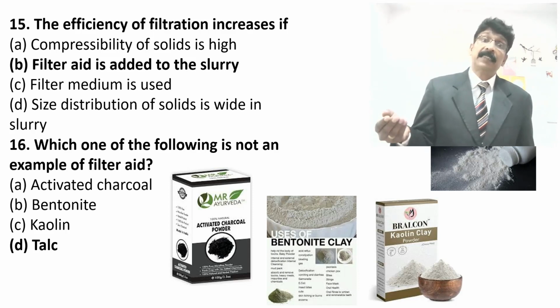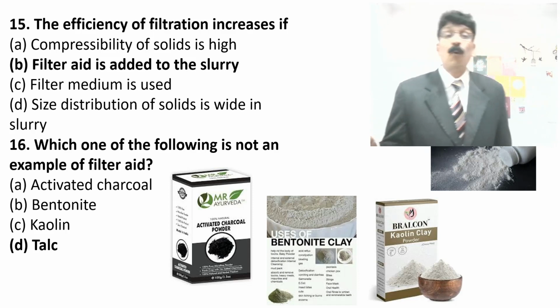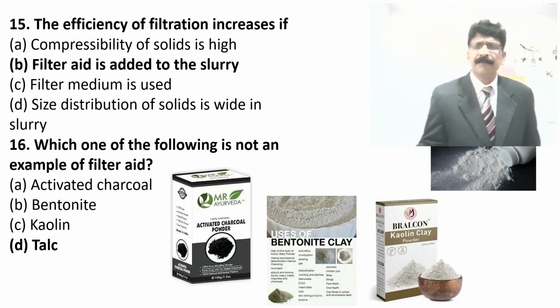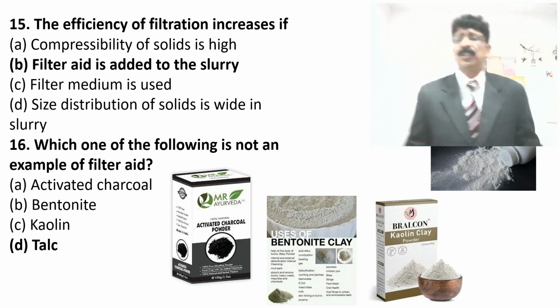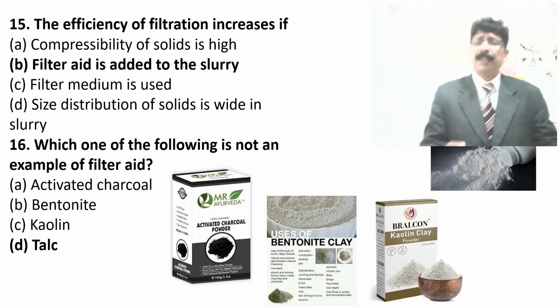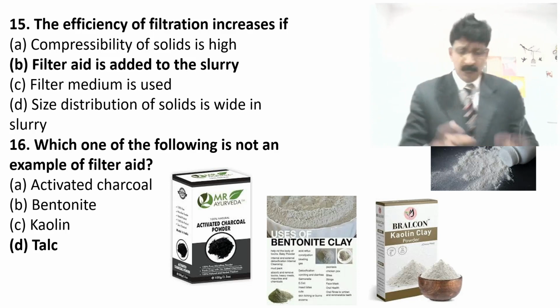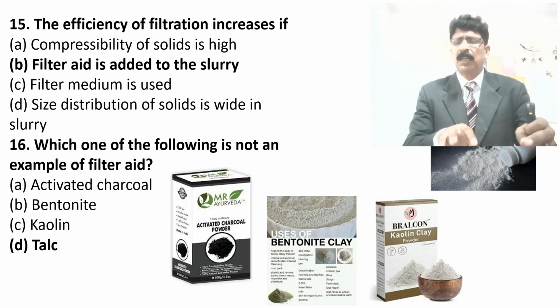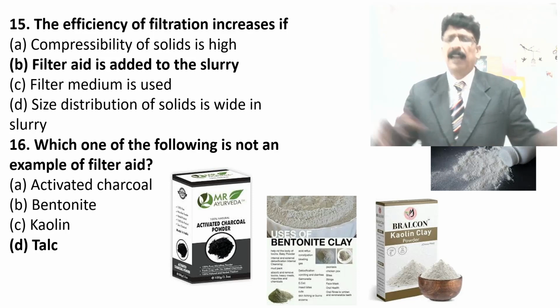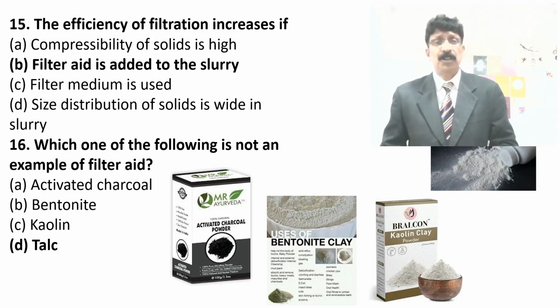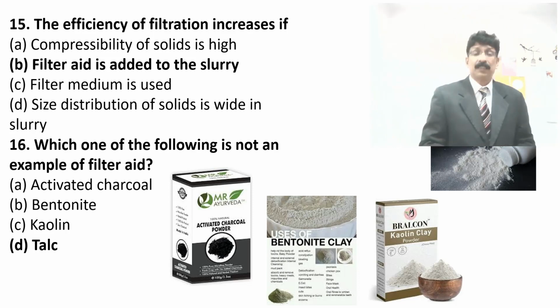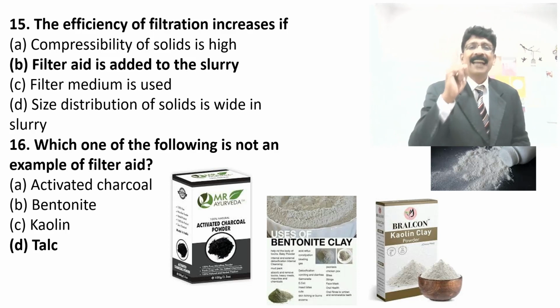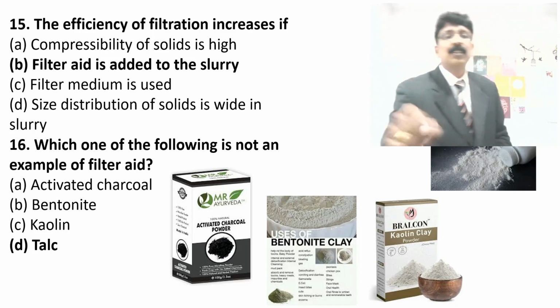Size distribution of the solid wide in slurry. If the size distribution is wide, like small and big particles, as your teacher might have told, they will make a network like a flocculation, and it will block the filtration. So it cannot increase the efficacy. Only when filter aid is added to the slurry does it increase. So that is the answer.